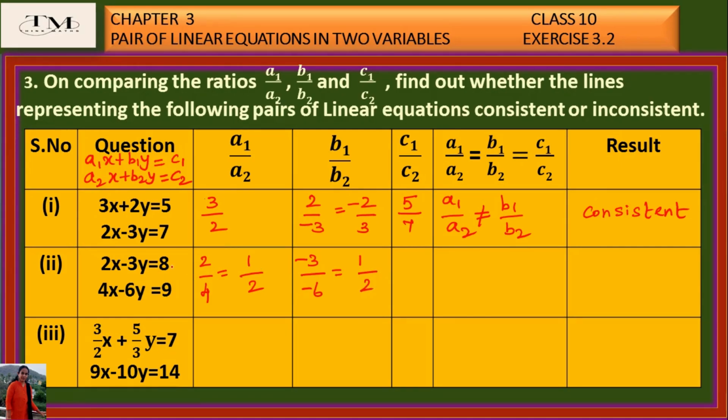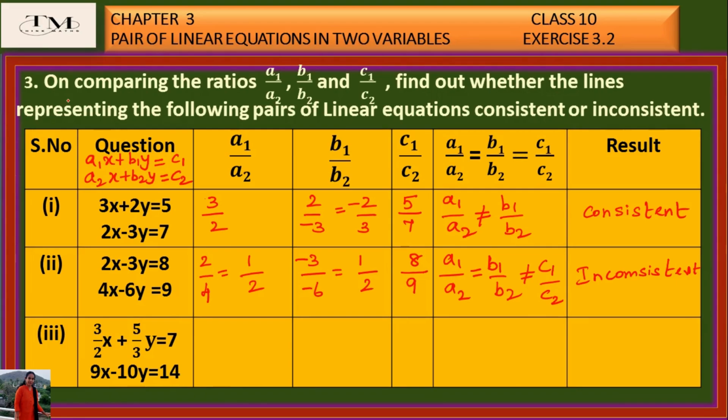Next constant term, it is 8 and 9. So C1 by C2 is 8 divided by 9. So if we compare the ratios, we get A1 by A2 equal to B1 by B2, which is not equal to C1 by C2. So it is inconsistent.